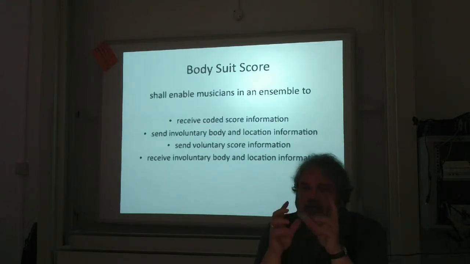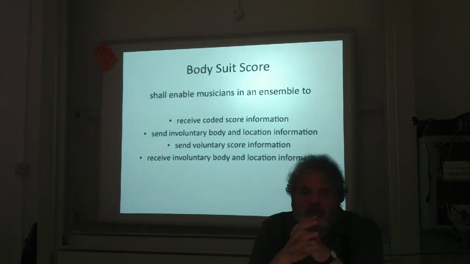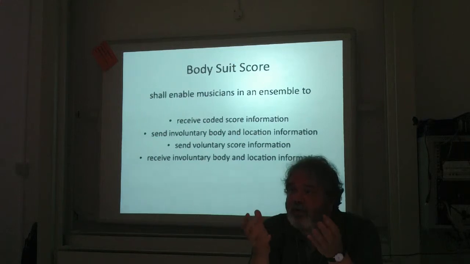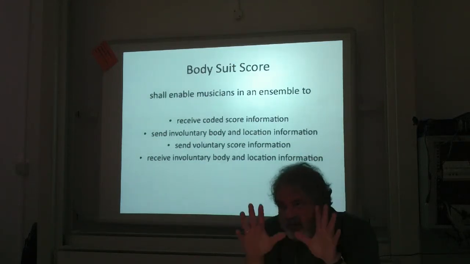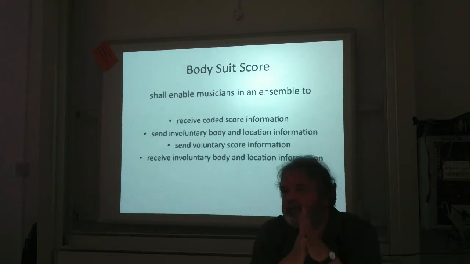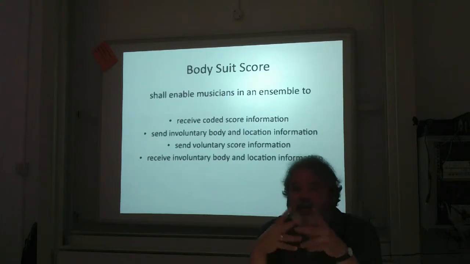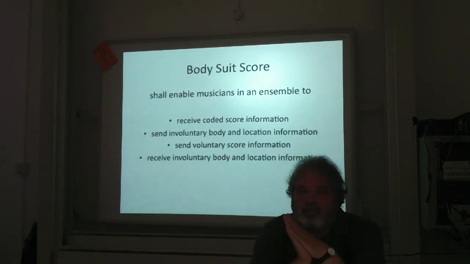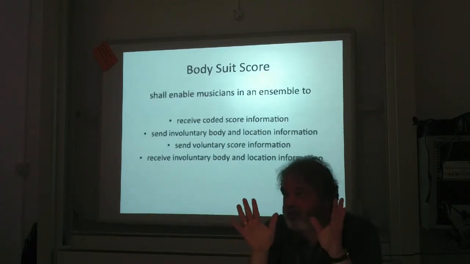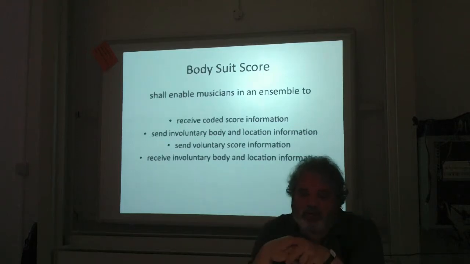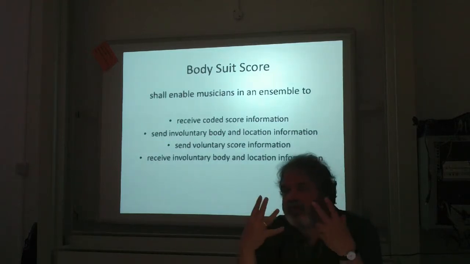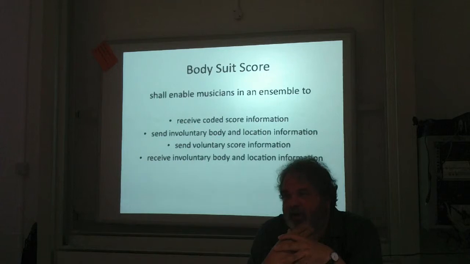So the bodysuit score wants the musician to receive coded information, and that could be both analog information, like flowing information, or symbolic information, like in traditional score. Send involuntary body and location information, so sensor information. Send voluntary score information, like messages. And receive involuntary body and location information from the other musician. So that's what the score should achieve.